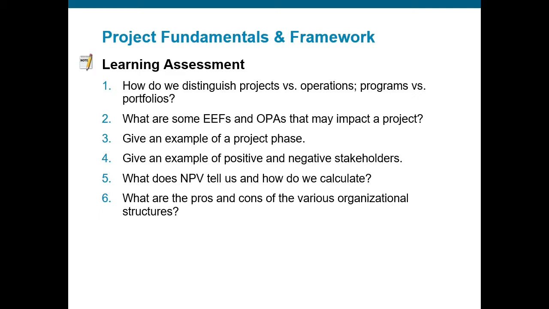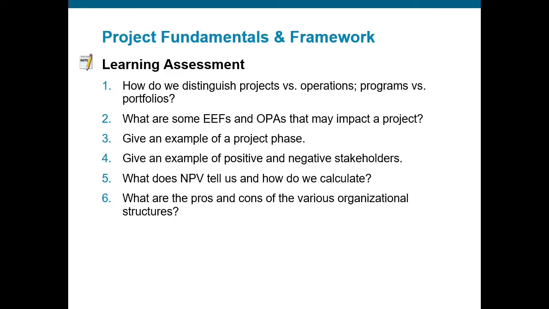What are some EEFs and OPAs that may impact a project? Enterprise environmental factors could include marketplace conditions, organizational culture and structure, industry standards, political climate, while organizational process assets are made up of two main categories here. So we have processes and procedures, which could include standards, policies, work instructions, templates, and change control procedures, or organizational knowledge repositories. These are project files, historical information, configuration management knowledge bases, and financial databases.